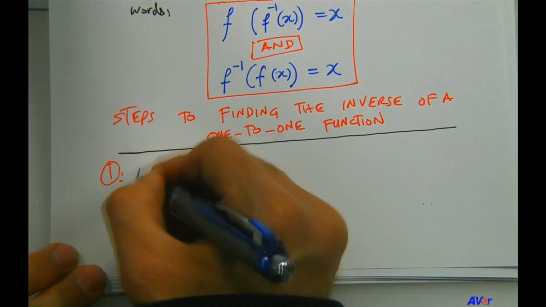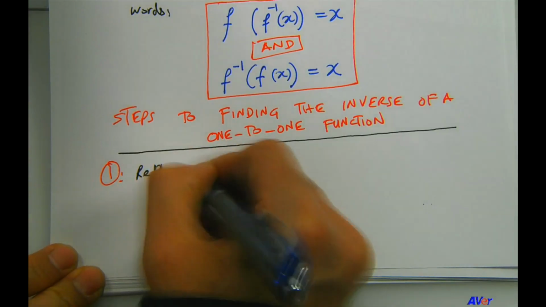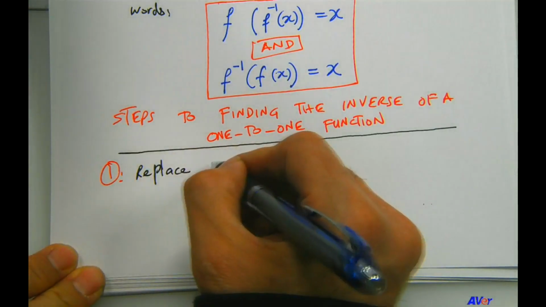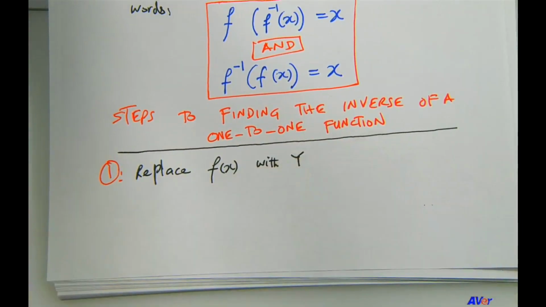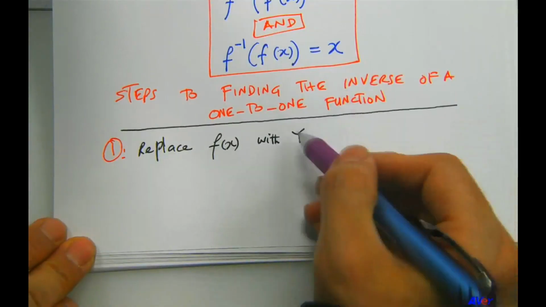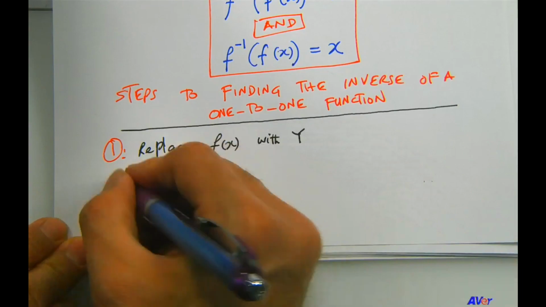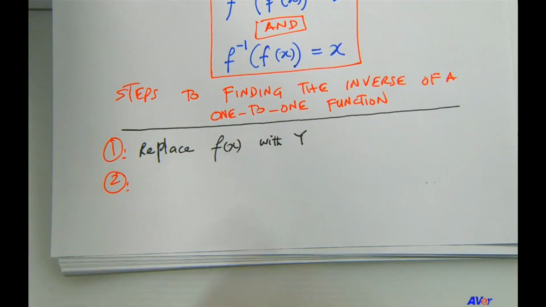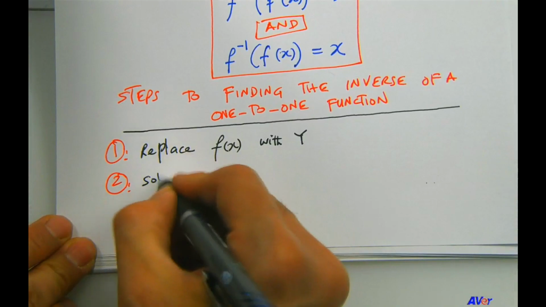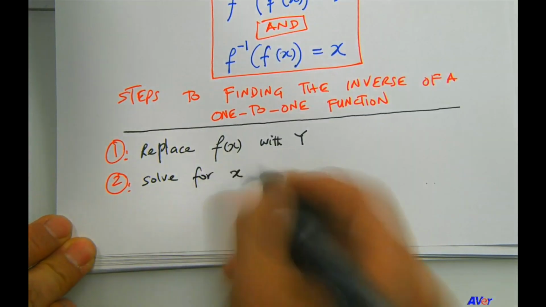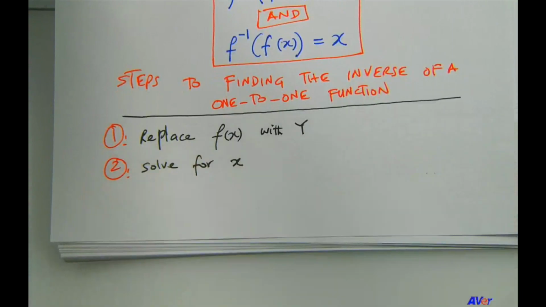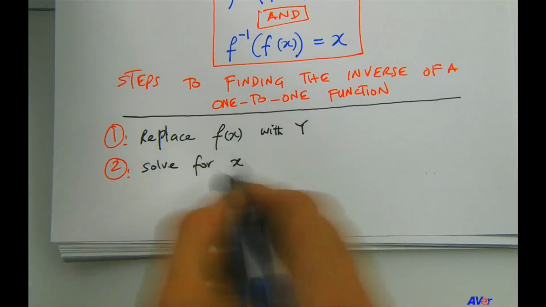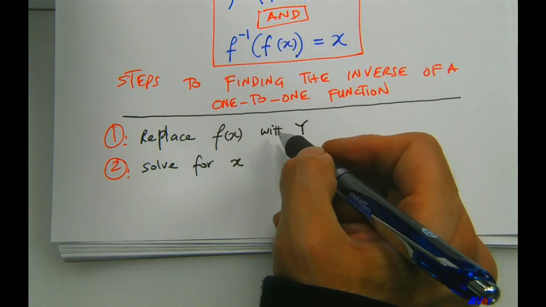So step one, we want to replace f of x notation with y. That's the first step. Of course, if you have the y, then you skip this one. Second step, solve for x or whatever the independent variable happens to be. I'm just saying x, but it could be t, any other letter. But you solve for the independent variable.